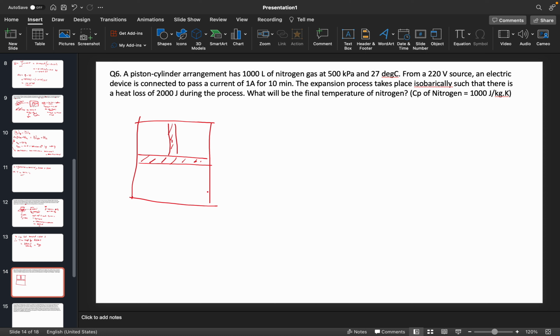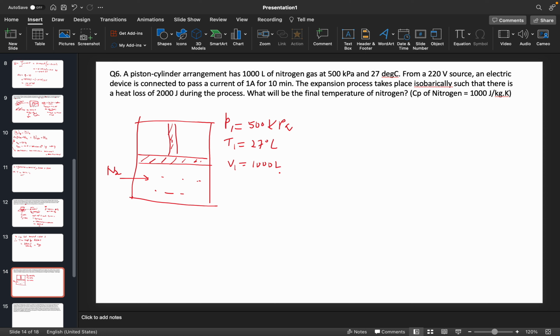This is my piston and this is my cylinder, and it contains nitrogen gas. The initial state given to us is P1 = 500 kilopascal, T1 = 27 degrees Celsius, and V1 = 1000 liter.